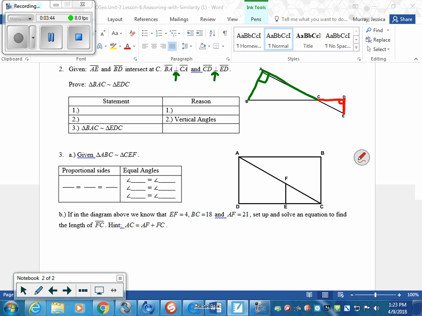Okay, so we just want to make sure that we write that appropriately. I'm going to mark that, and I'm going to write that in my proof. BA is perpendicular to CA, and CD is perpendicular to ED. Why? That's given.